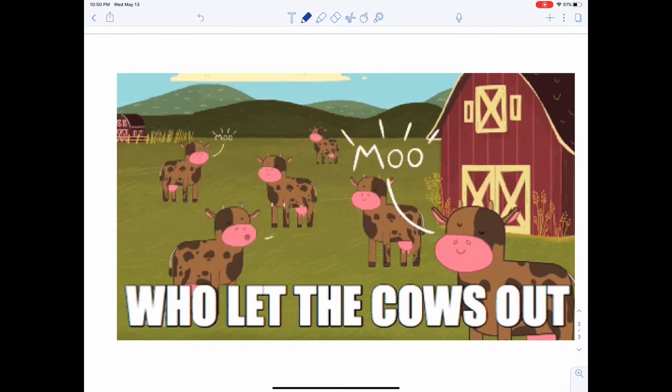Who let the cows out? Moo, moo, moo, moo. I thought you guys might like that. Kind of funny.